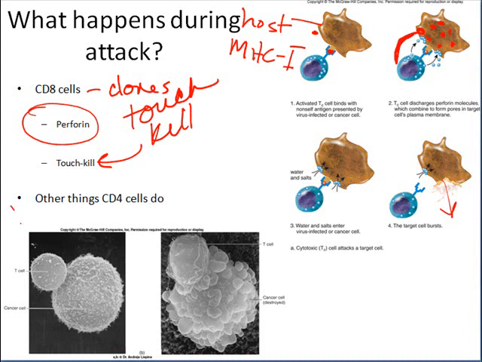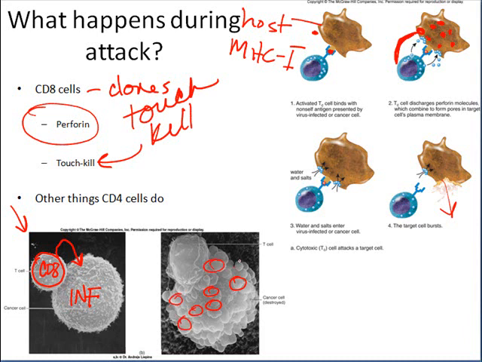So here's a real picture of a T cell, a CD8 cell here. Here's an infected cell in your body. In this case, this is a cancerous cell, but it's the same principle. As soon as that CD8 cell comes in contact with that infected or cancerous cell, it then performs that touch kill, and you can see that we get the destruction of this cancerous cell.